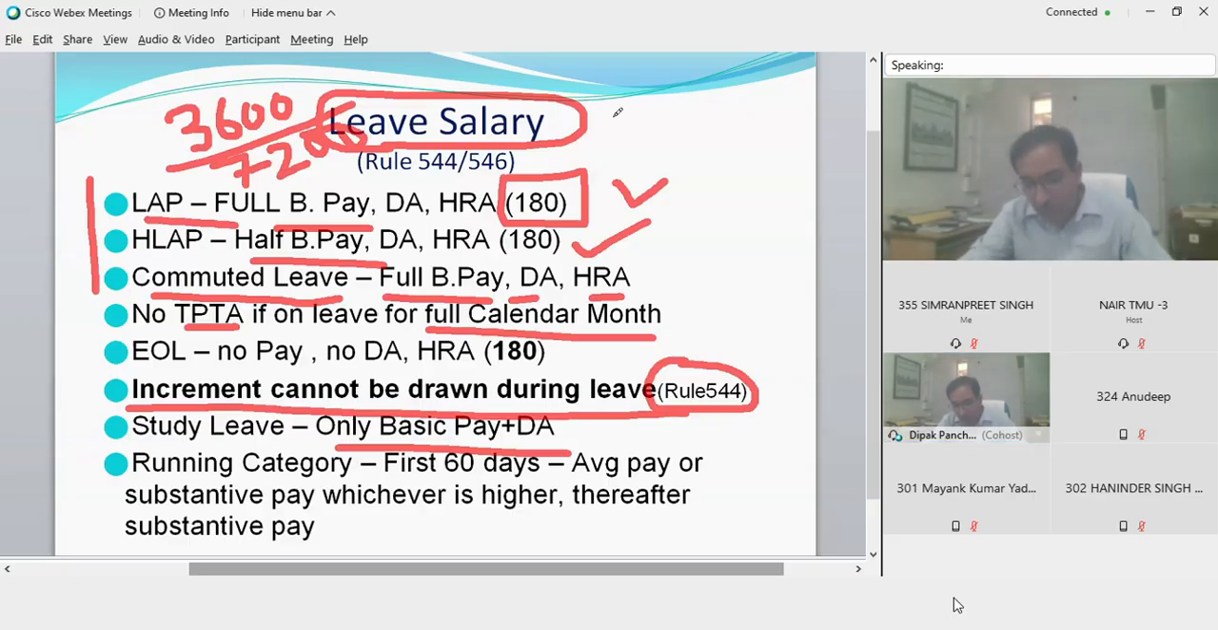Suppose your increment falls on 1st of July and you are going on leave from 1st of July only. Then in that case, whatever salary you draw on 30th of June will be your leave salary for the entire period of leave. And as soon as you resume duty after completion of leave, your increment will be drawn, meaning you become entitled to the incremental pay. Otherwise, the previous pay only. So you need to keep this in mind while applying for leave or while going on leave.